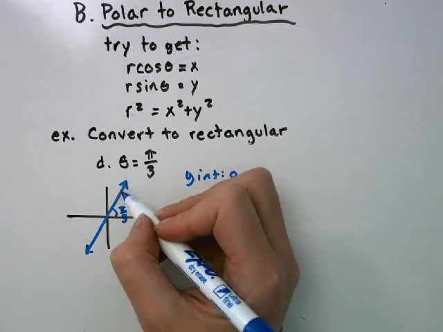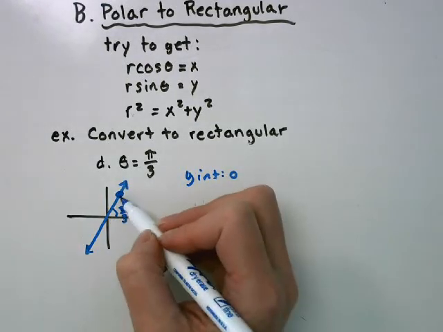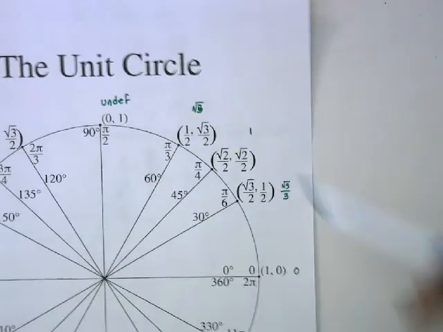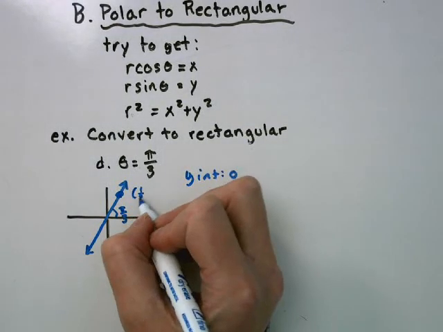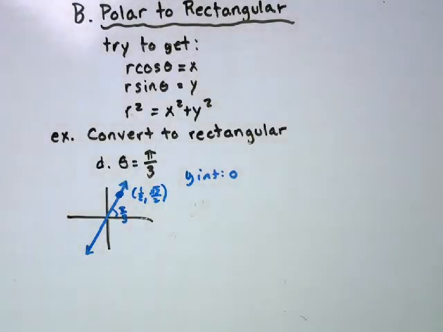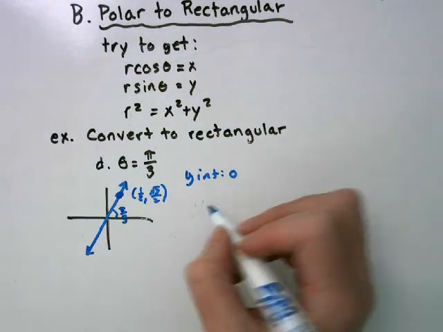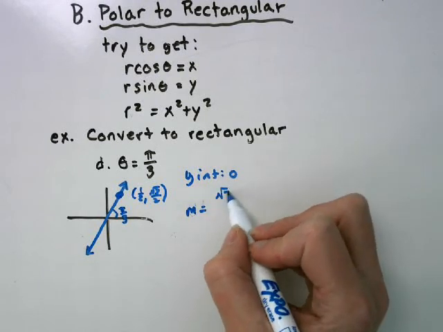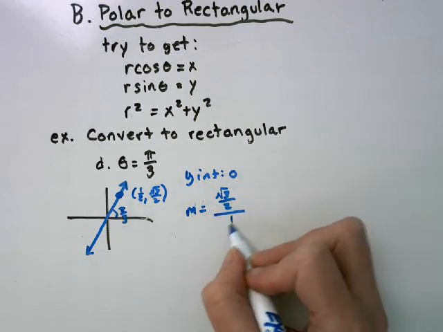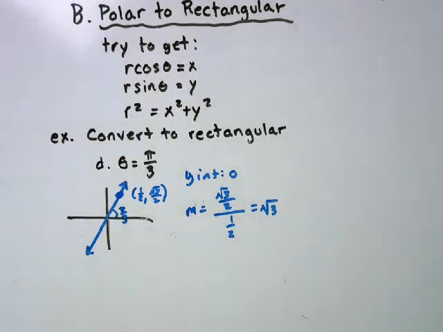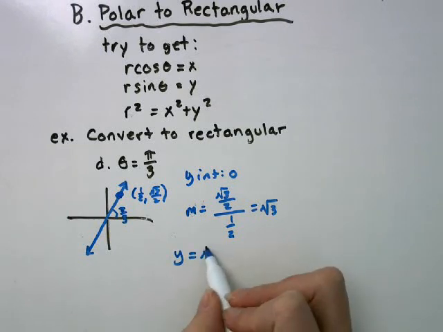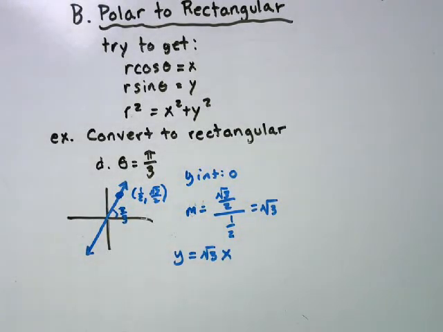And to find the slope, we need a point on the line. Well, we happen to know a point that's exactly 1 unit out on this: 1/2, root 3 over 2. Okay, well, slope is going to be the rise over the run. So it's rising root 3 over 2 up, and it's running 1/2, which is really just root 3, which is the tangent at that point. So this equation would just be y equals root 3 x plus 0, because that's our y-intercept. So that's how we convert between the two coordinate systems, polar and rectangular.